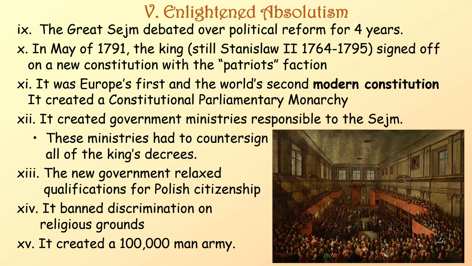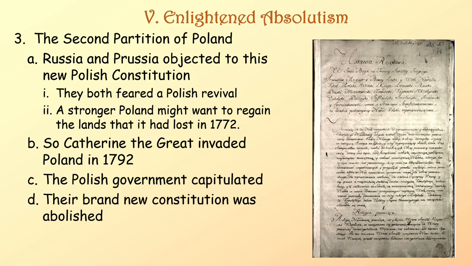It created a constitutional parliamentary monarchy, and it created a number of government ministries responsible to the Sejm, and these ministries had to countersign all of the king's decrees. The new government relaxed qualifications for Polish citizenship. It banned discrimination on religious grounds. It created a 100,000-man army. All of which brings us directly to the second partition of Poland.